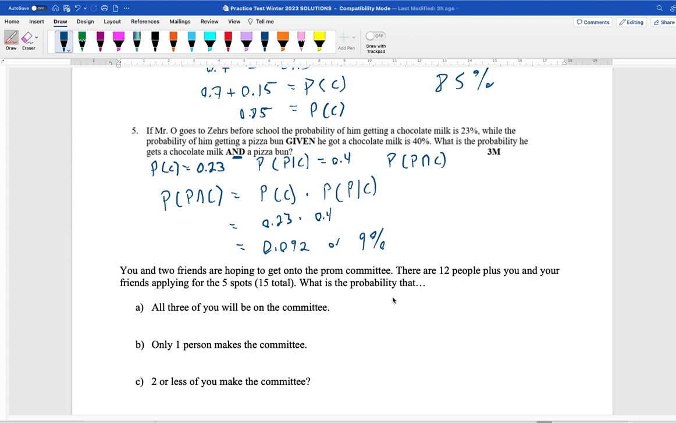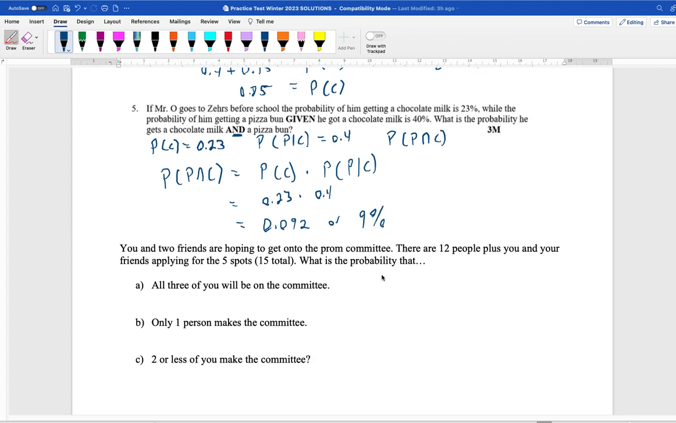Right, last one here. You and two friends are hoping to get on the prom committee. There are 12 people plus you and your friends applying for 5 spots, so 15 total people. What is the probability that all 3 of you will be on the committee? Okay. So let's put you on the committee. That's going to be 3 choose 3 times 12 choose 2 divided by all options, which will be 15 choose 5.